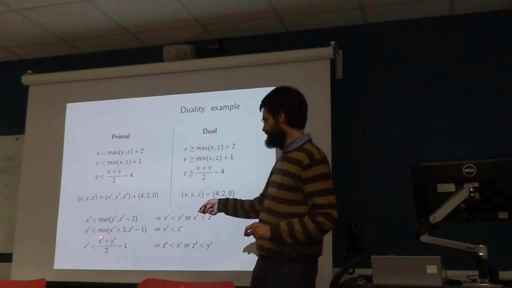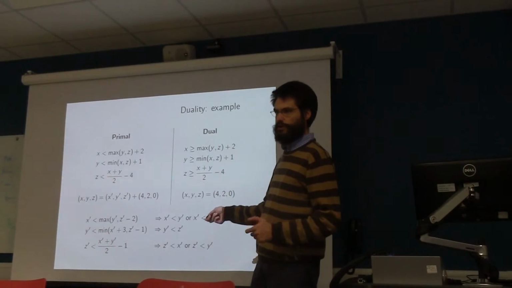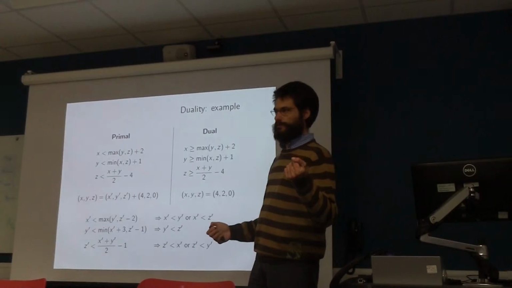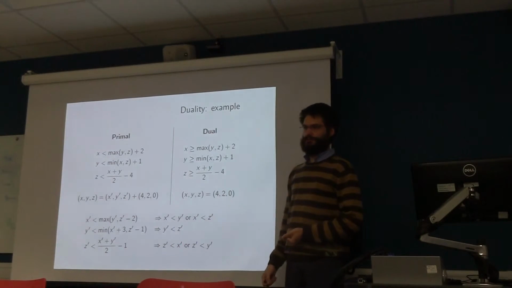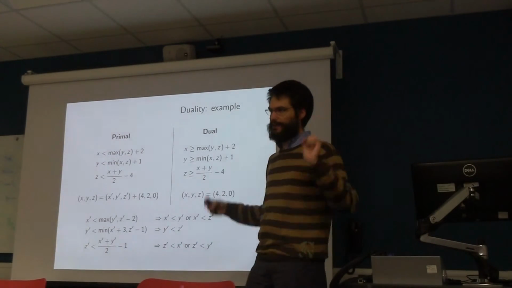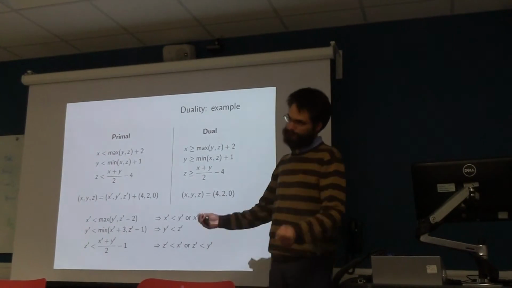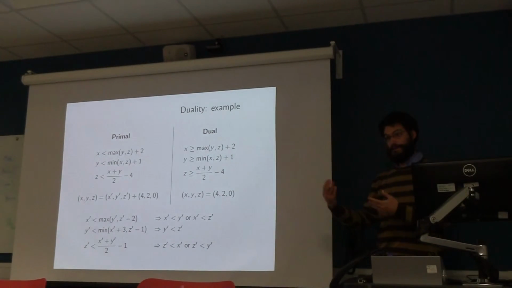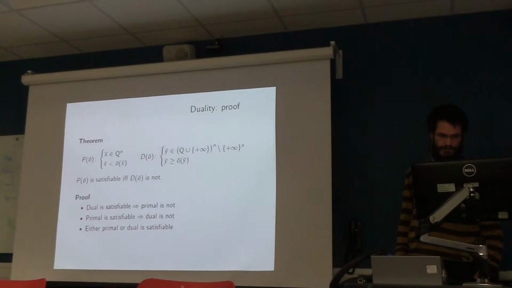Z prime is smaller than a convex combination of x prime and y prime. So it must be smaller than one of them. Neither of the variables can be the largest, so there can be no solution. And this is actually the proof of one direction of the duality lemma.